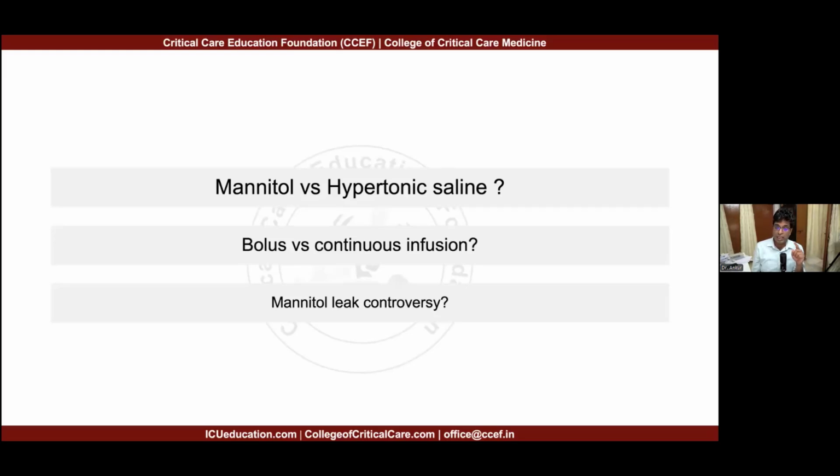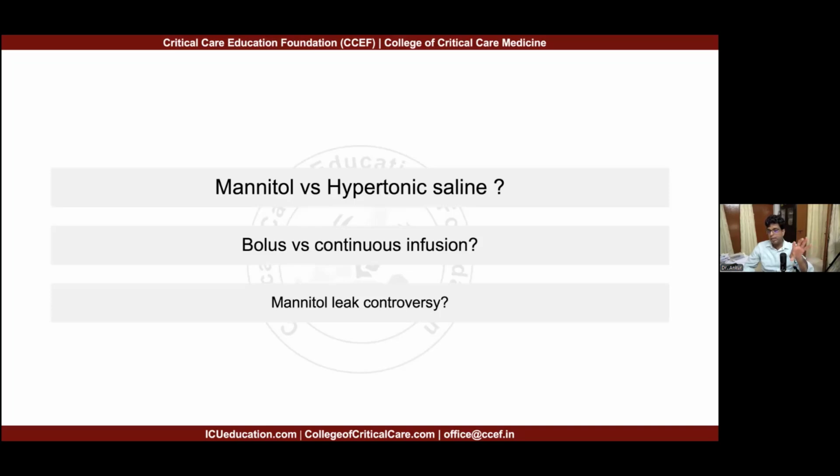Now, the other controversy regarding mannitol is the mannitol leak controversy. It means that in the part of the brain which is damaged, where there is vascular damage, mannitol can go there also, and being extravascular, it will bring the fluid there also. There was a lot of debate on this, but now what they have seen is that mannitol goes there, but as soon as mannitol starts getting out of the body, it clears from that area also. So it doesn't cause a counter effect which increases the brain edema.